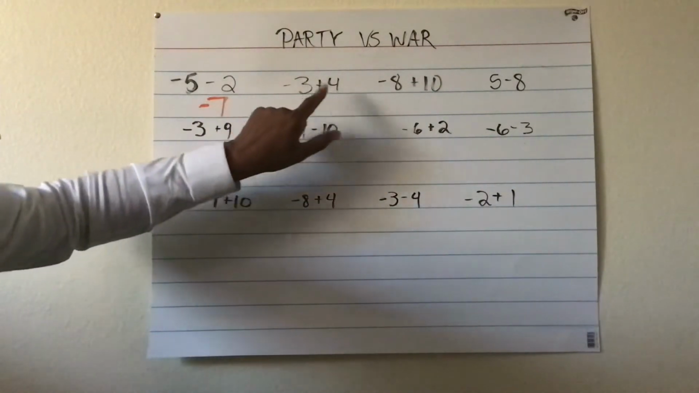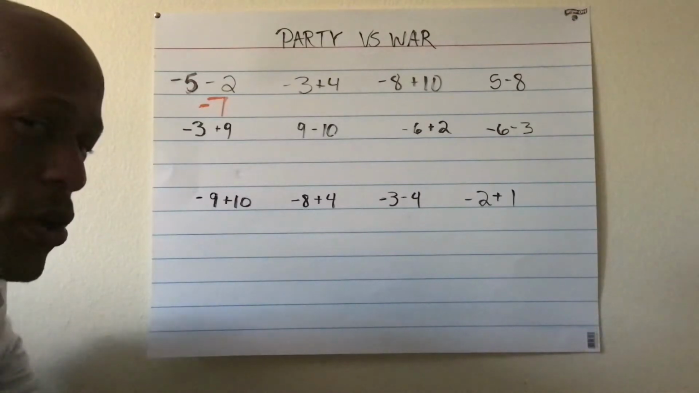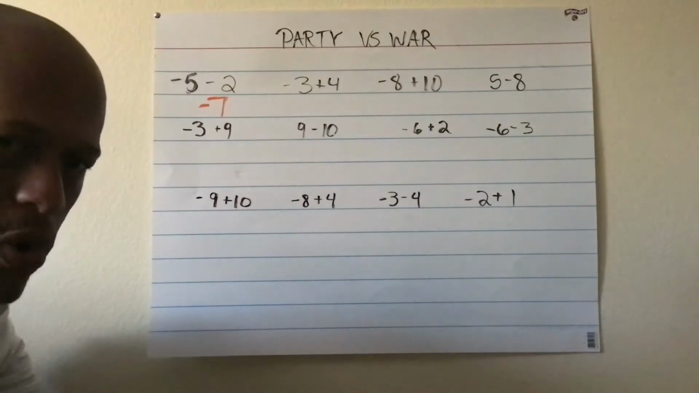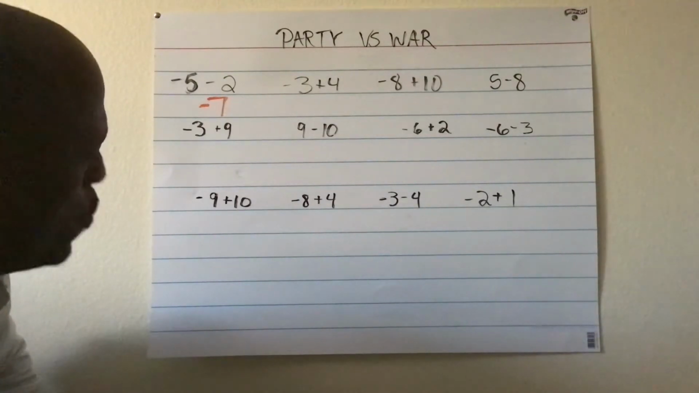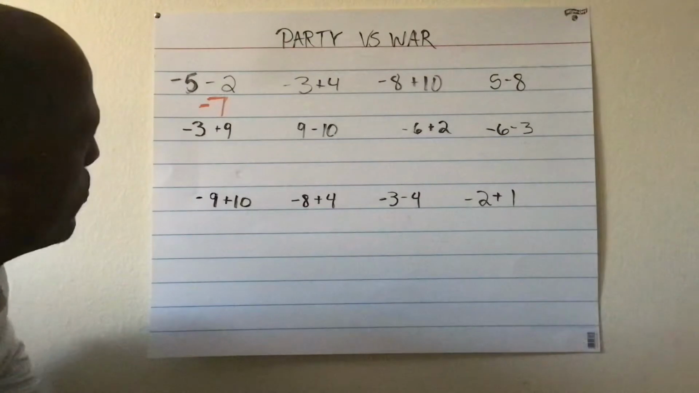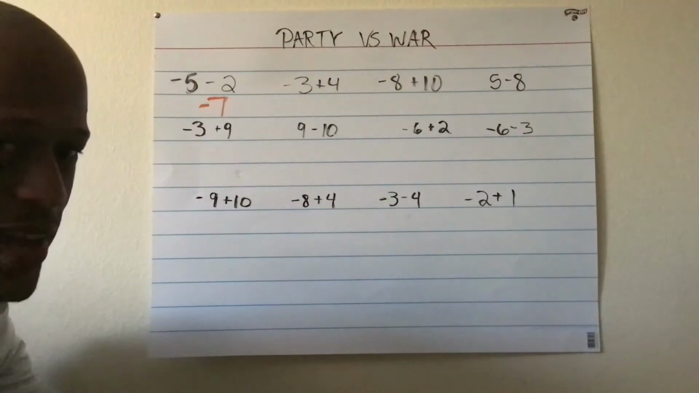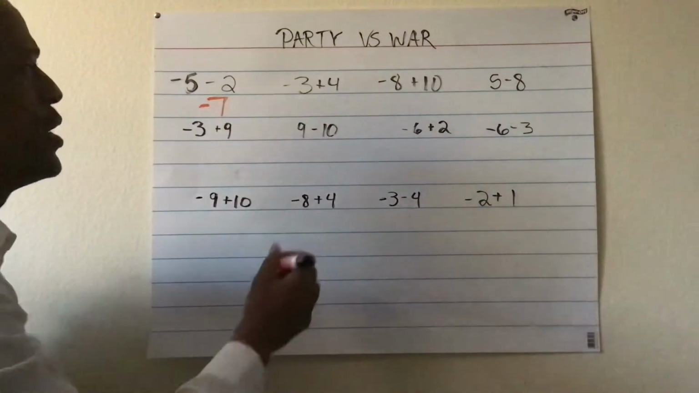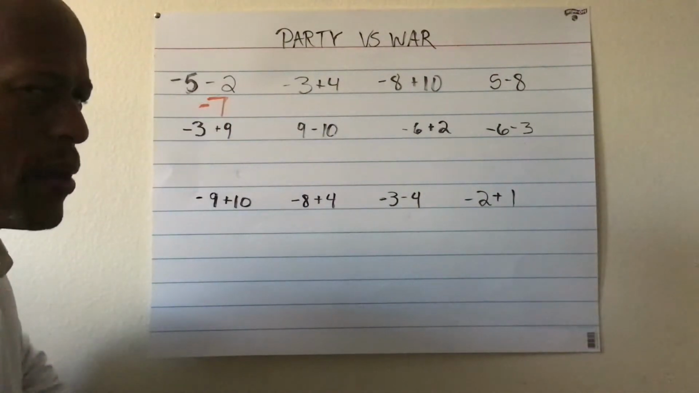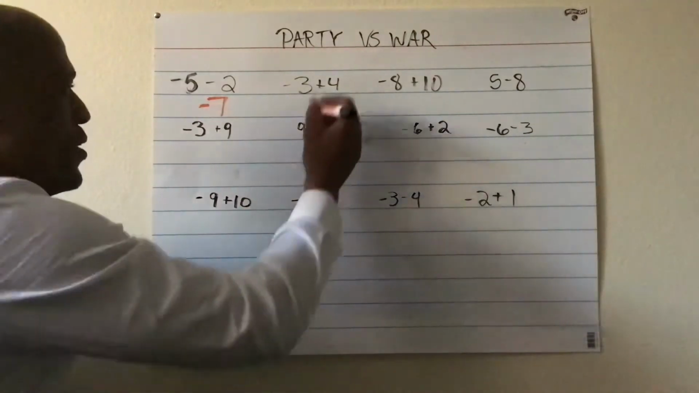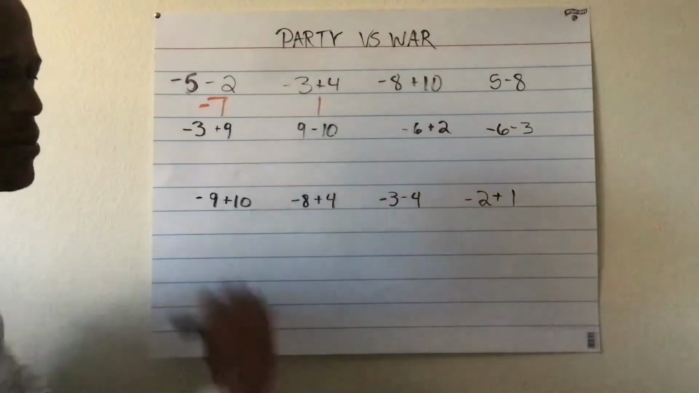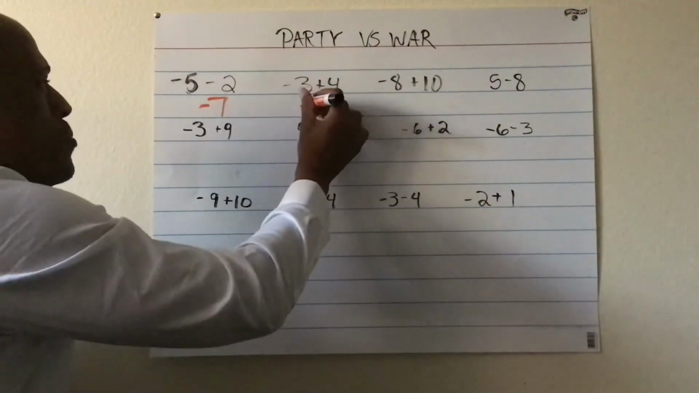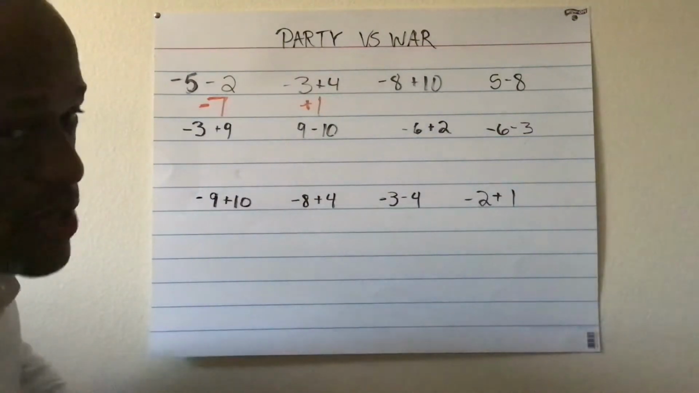Next one. What's -3 plus 4? Party or war? War. Very good. Who wins the war? Negatives or positives? If you're thinking positives, that's right. There's 3 negatives and 4 positives, so positives are going to win. By how much do they win by? You're thinking 1, that's right. We don't usually write the positive. I'll write it this one time, but I'm not going to write positive anymore.